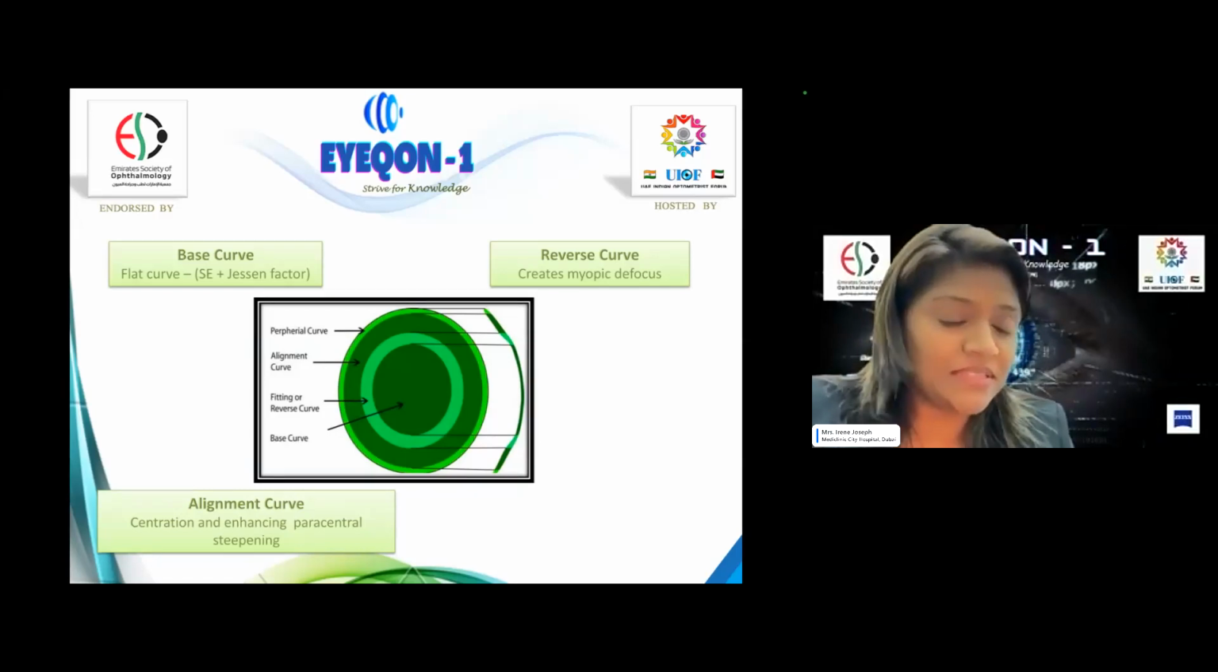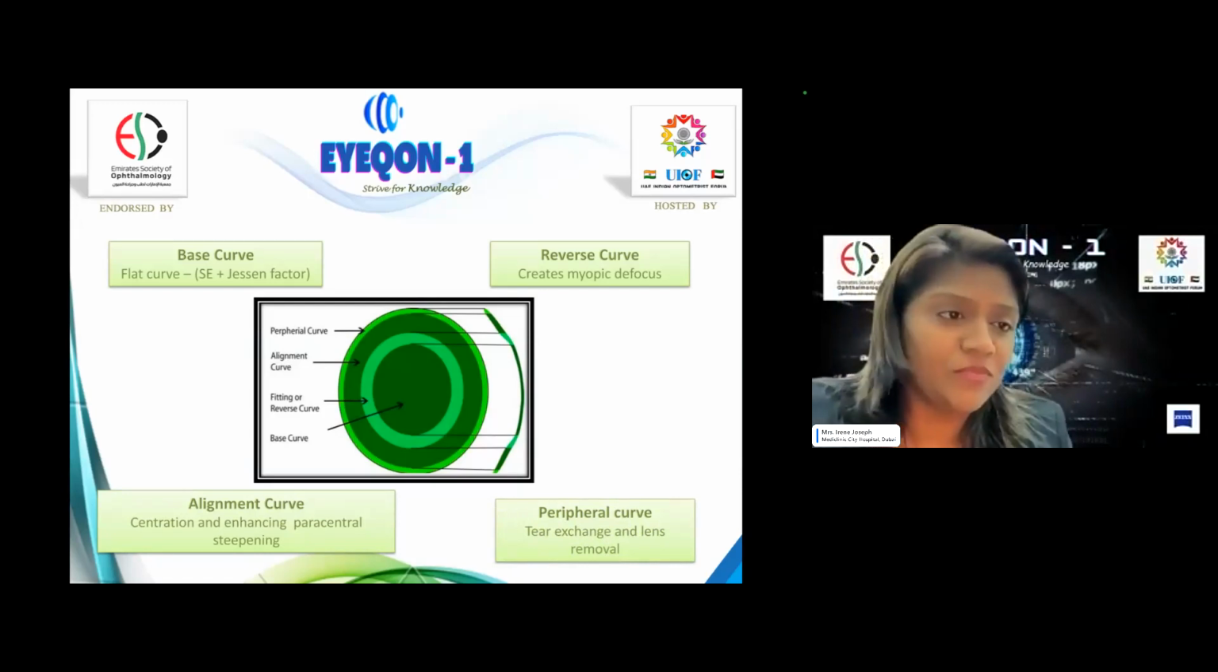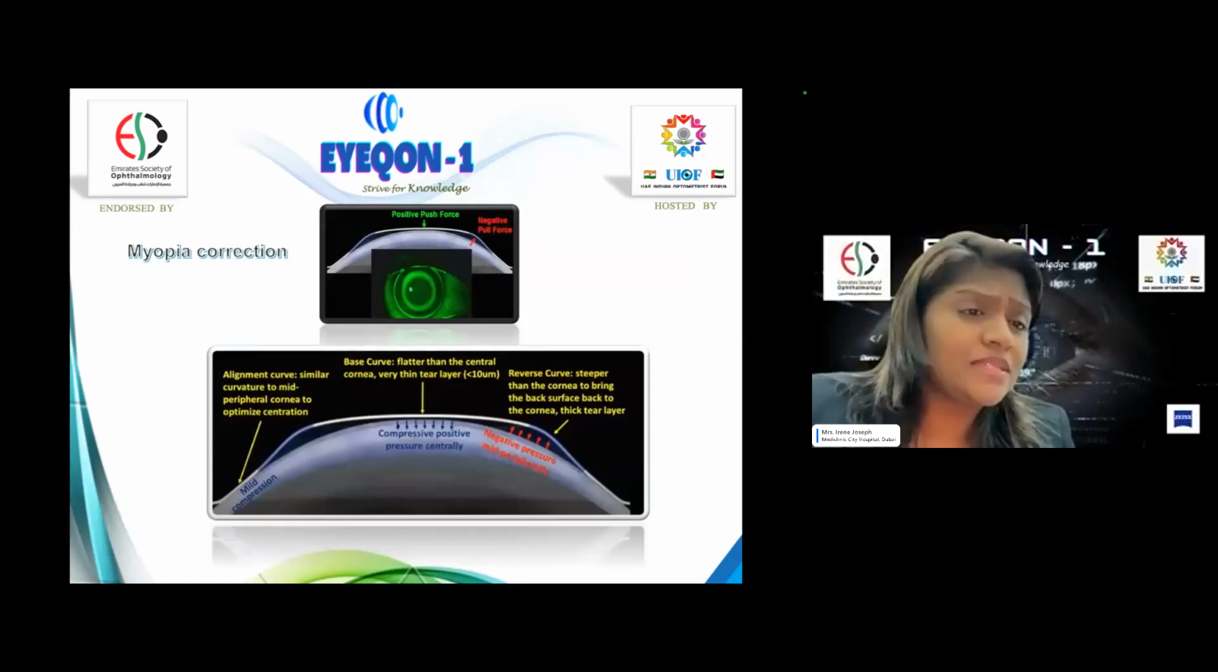And in higher powers, in higher refractive errors, it helps in enhancing the paracentral steepening. And the curve surrounding the alignment curve is the peripheral curve, which helps in tear exchange and lens removal. So how does this reverse geometry lens work for myopia correction?